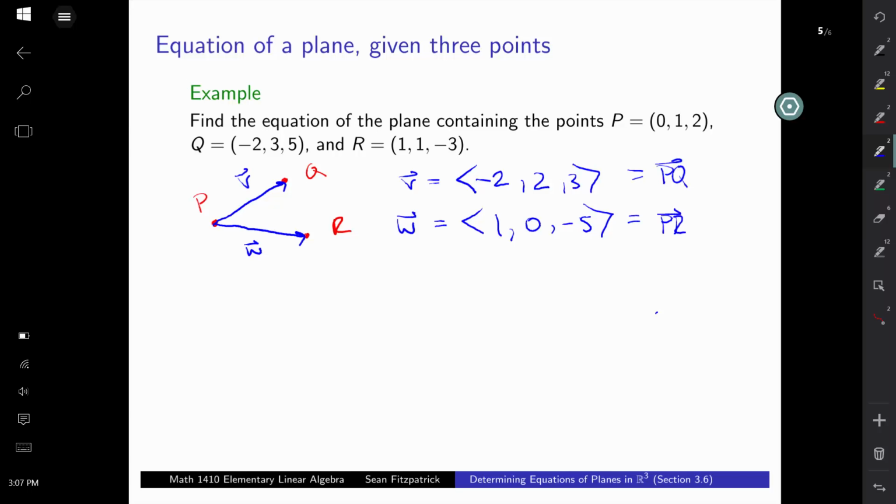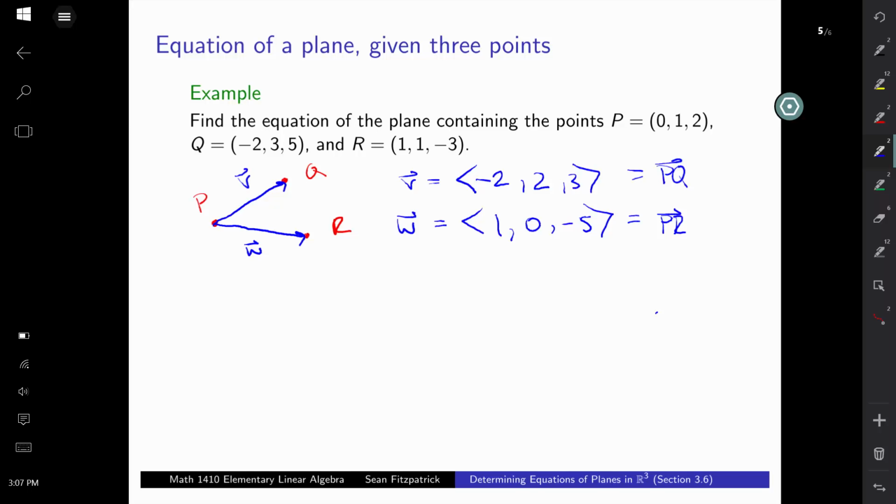I've chosen to draw both vectors anchored at the same point P. You can set this up however you want. Any two vectors will do as long as they're not parallel vectors. So you could do the vector from P to Q and the vector from Q to R. It doesn't matter as long as you get 2 vectors which are parallel to the plane. Any vector between any 2 points in the plane will be parallel to the plane.